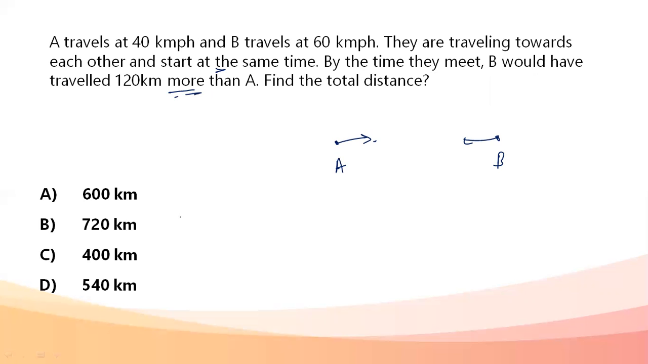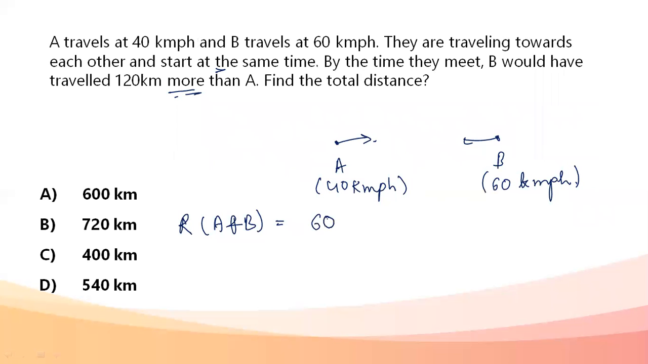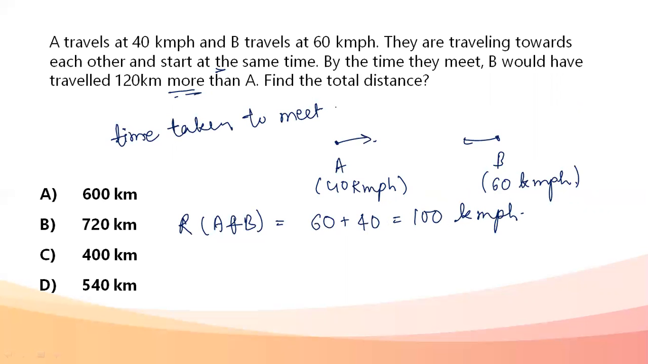Okay, now, first thing that I'm going to do is A's speed is 40, B's speed is 60. This speed is given to us already, traveling towards each other also. Now, relative speed of A and B. When two objects travel towards each other, relative speed is the addition of individual speeds. So this becomes 100 kilometers per hour. Okay, now let the time taken to meet be t. So after t time they're going to meet.